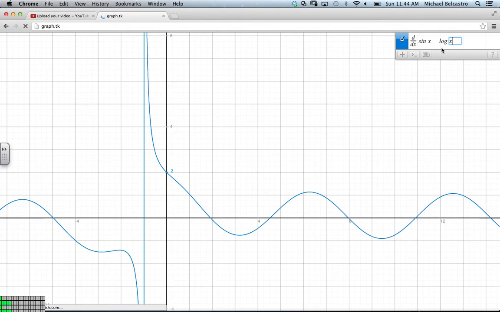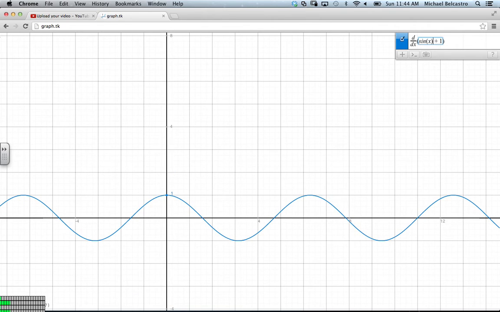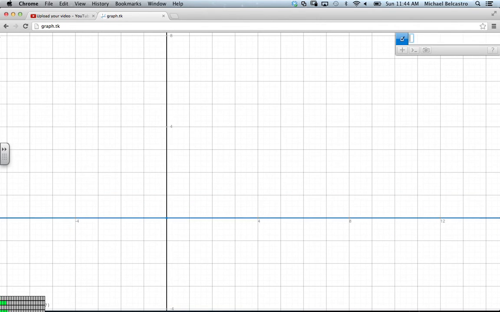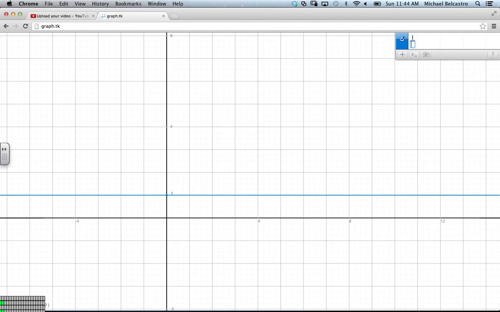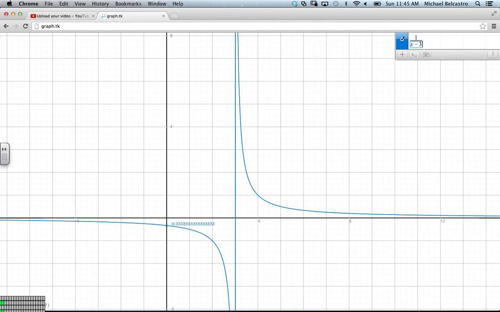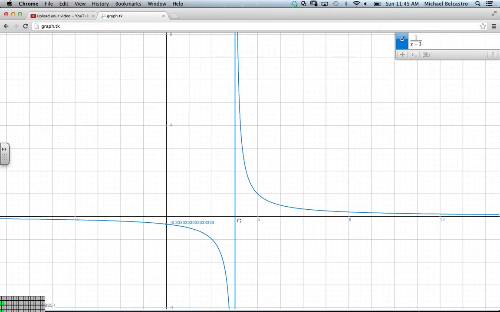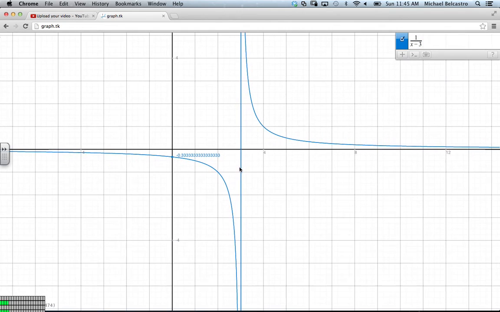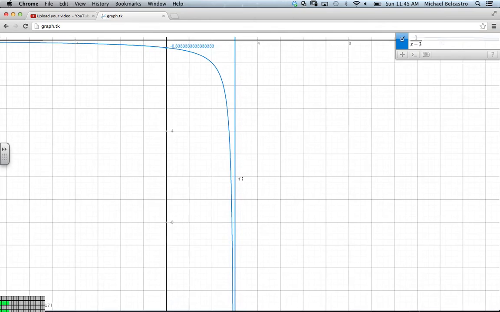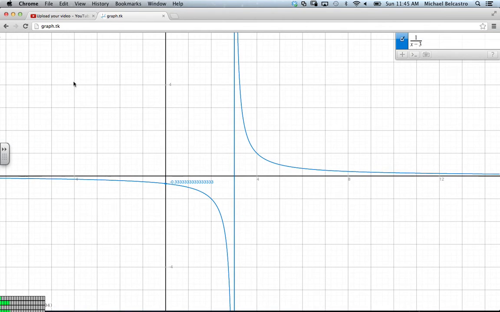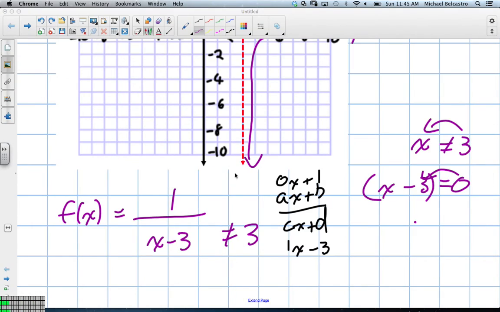So let's see if that fulfills our requirement. 1 divided by x minus 3. Okay? So there we go. It gives us our horizontal asymptote at 0, vertical asymptote at 3. But this one is actually always decreasing, it looks like. So what we've got to do is go test that out and see what values are going to change.